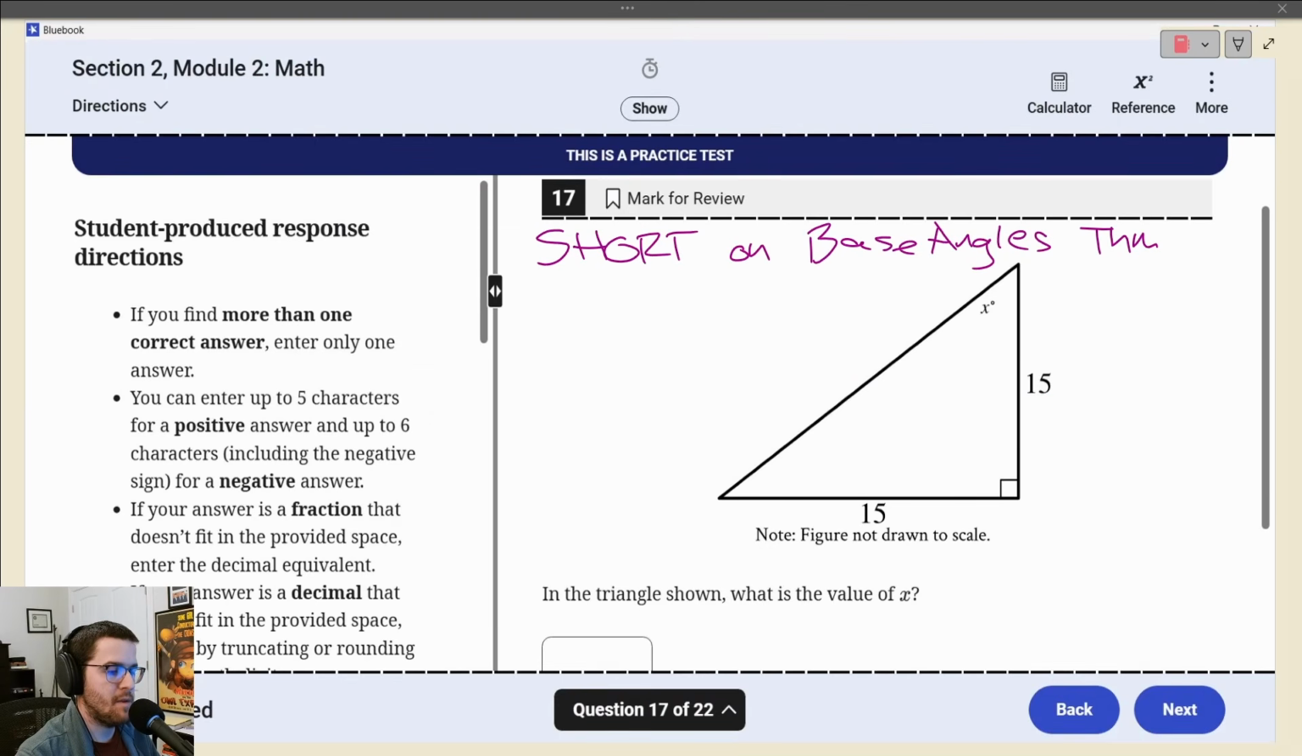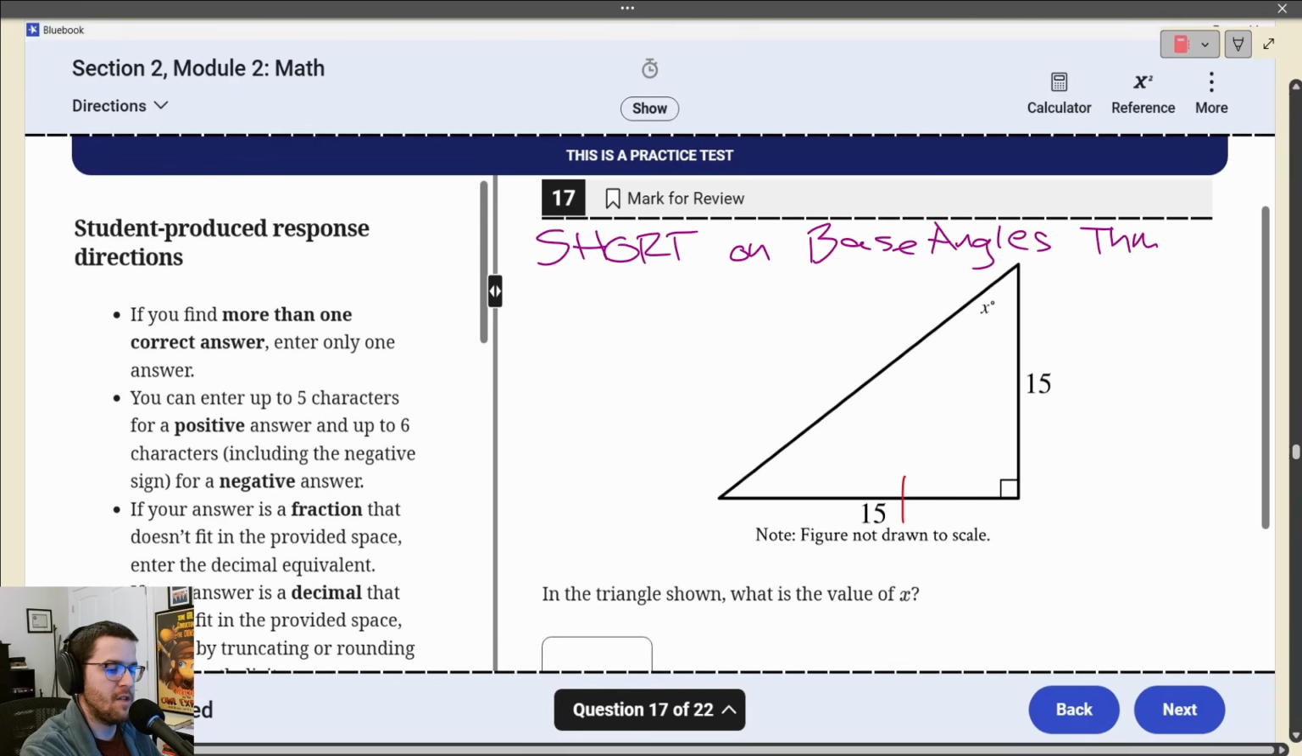Okay, question 17. I have a short, guys, that goes over this. It's called base angles theorem. Please go watch it. We're not going to solve it that way. You'll see why in a minute, but you should really go watch my short on base angles theorem if this question gave you trouble. Okay, so first things first, we got a 15 and a 15.